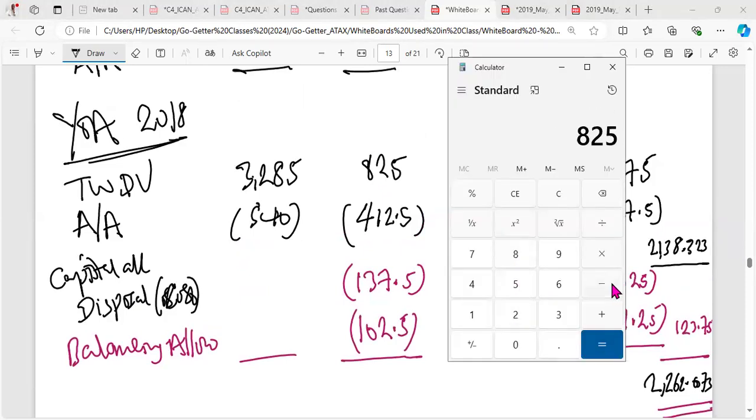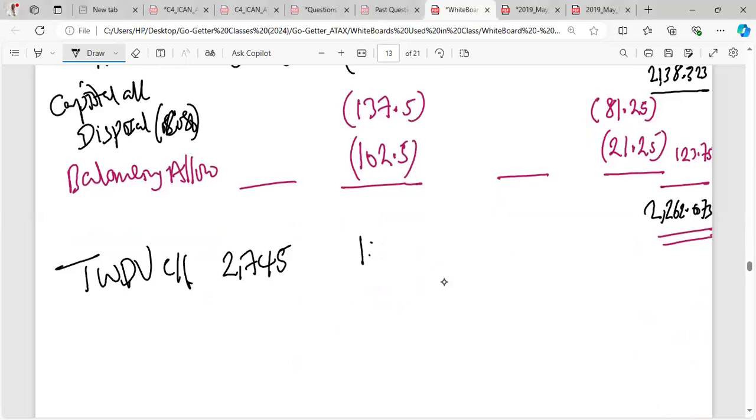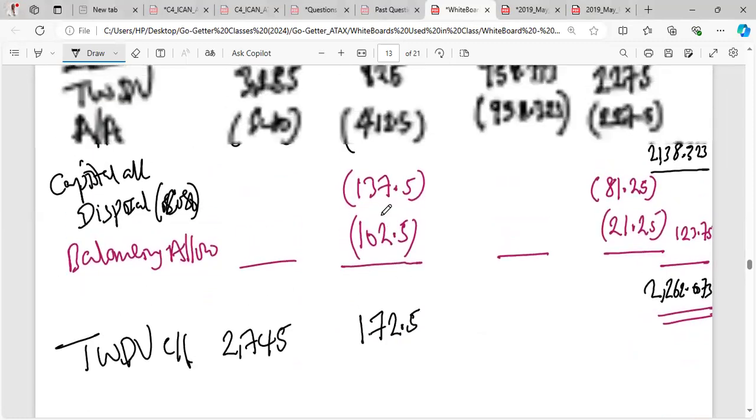825 minus 412.5 minus 137.5 minus 102.5. That will give me 172.5. So you see here, this is now going to be the next question.